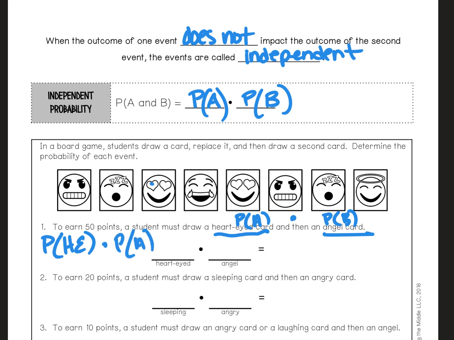So heart-eyed, let's see, we have 1, 2, and there's a total of 8 cards, 2, 4, 6, 8. So that's 2 eighths or 1/4. And the probability of an angel card, it looks like we only have one angel. Isn't that the way it always is for angels? And that's going to equal 2 64ths or 1/32. So that says in 32 drawings of the cards, there's one opportunity that I would do the first draw heart-eyed and the second draw an angel.